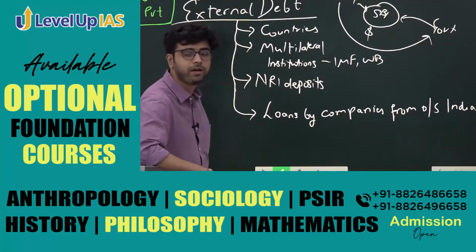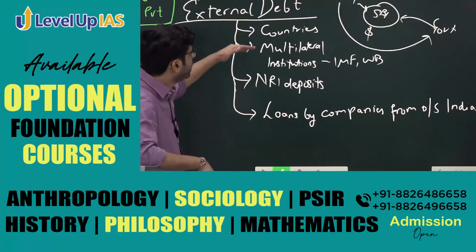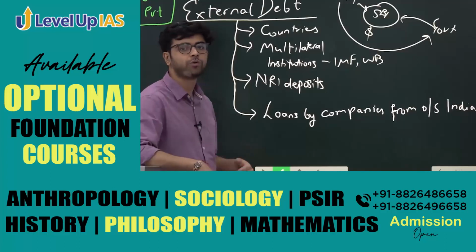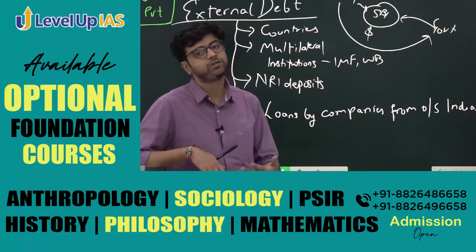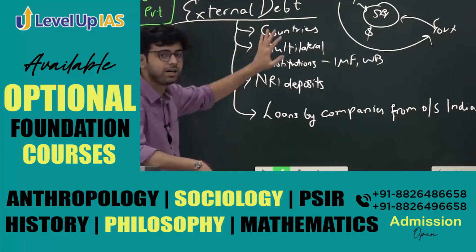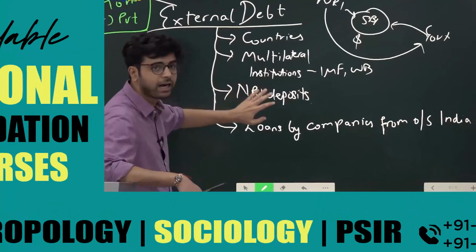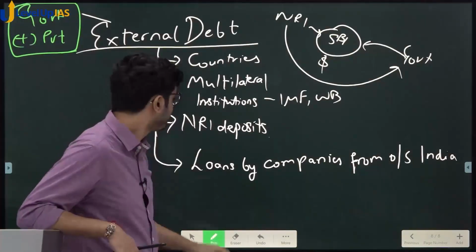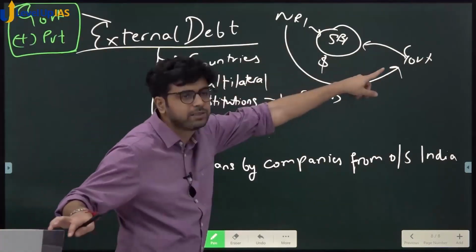Dubai or Abu Dhabi, Emirates, they all invest in India. They all lend money to India. You can ask institutions like World Bank and IMF to lend you money. Now you can imagine yourself as a government, as well as you can imagine yourself as Tata or Reliance, because we are talking about total external debt taken together. You can ask NRI deposits to invest money in the country. This is a very simple example.